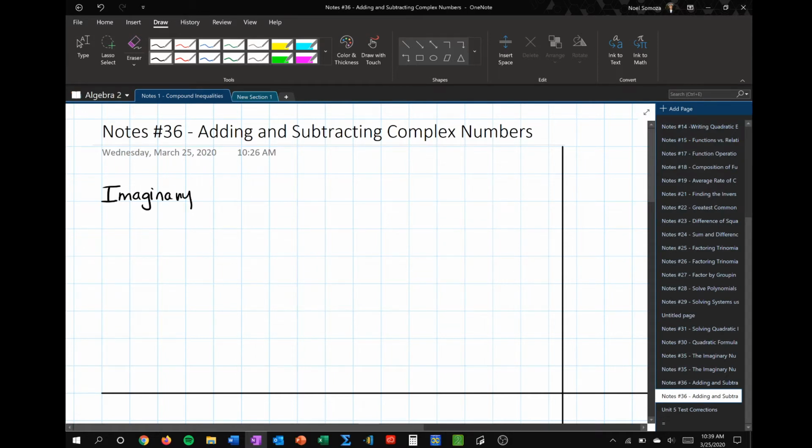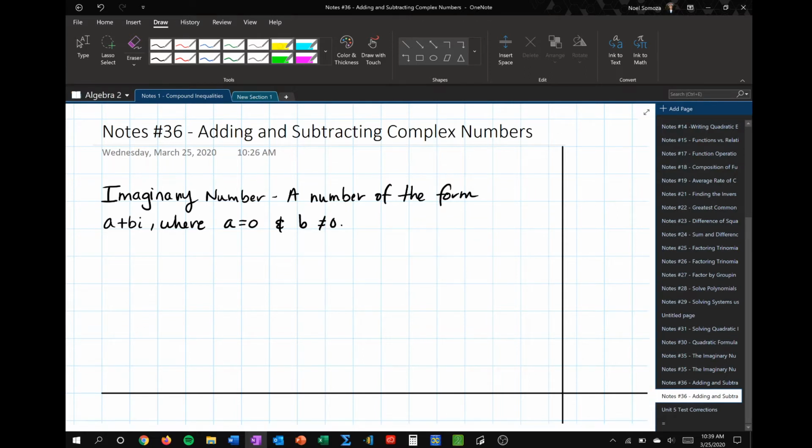an imaginary number is a number of the form a plus bi, where a equals 0 and b does not equal 0. Why is it that that must be the case for an imaginary number?